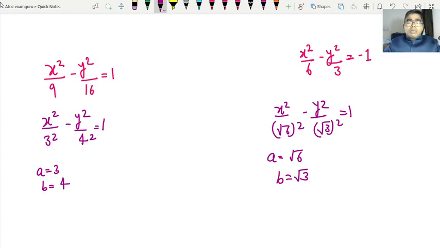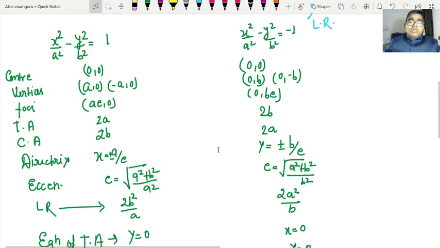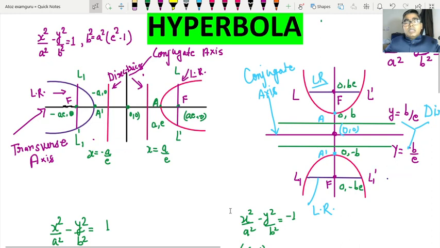So after finding the values of a and b of both types of hyperbola, you will get all the remaining values, because you know the center, the vertices a comma 0 and minus a comma 0, and the foci and eccentricity, and by simply putting in the values you will get all the values of both the hyperbolas. So friends, I hope that this lecture is clear to you and you have no doubt about it.